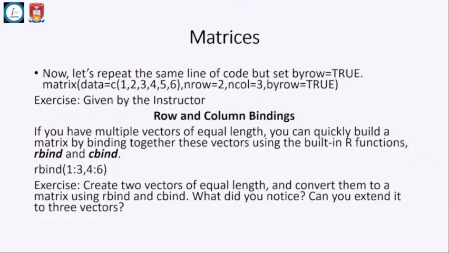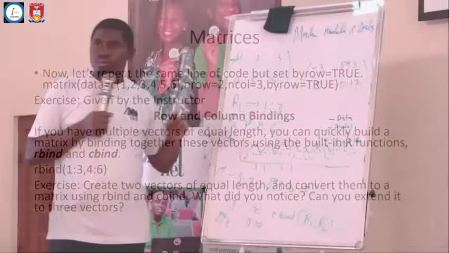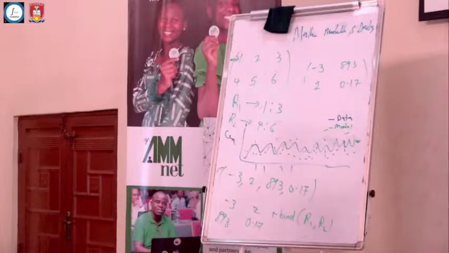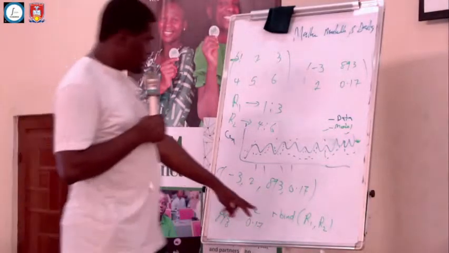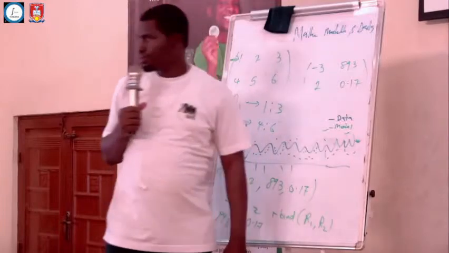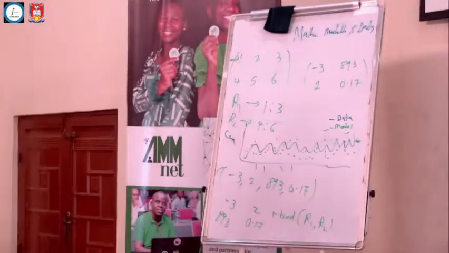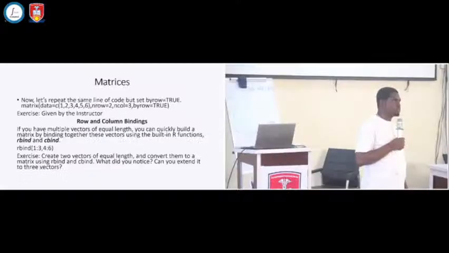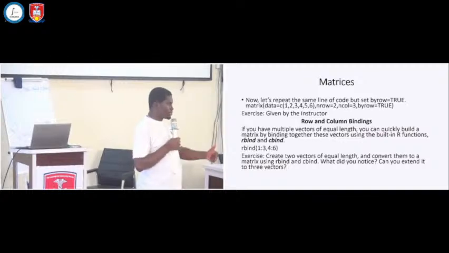So we are expecting you to have this matrix. Yes, rbind R1, comma R2. That is, we want to bind row wise. Do we have that done already? All right, great. Thank you. Somebody has gotten it. So we have this matrix, right?